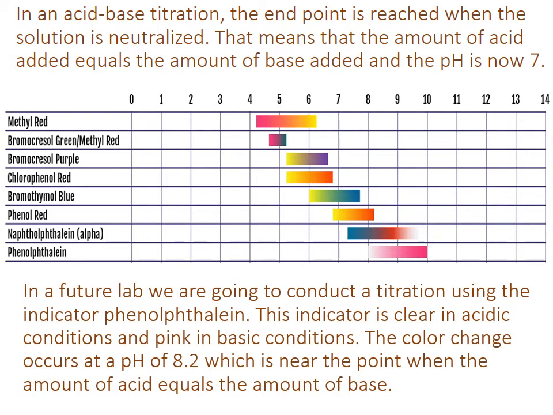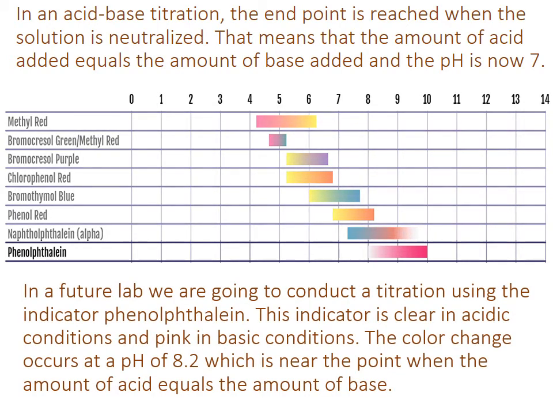In a future lab, we are going to conduct a titration using the indicator phenolphthalein. This indicator is clear in acidic conditions and pink in basic conditions. The color change occurs at a pH of 8.2, which is near the point when the amount of acid equals the amount of base.